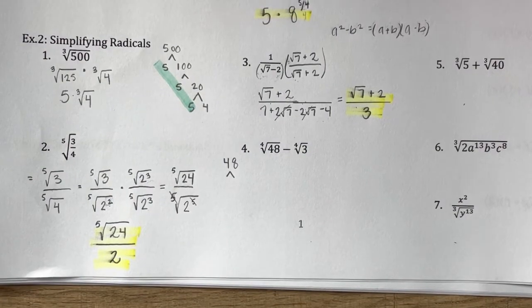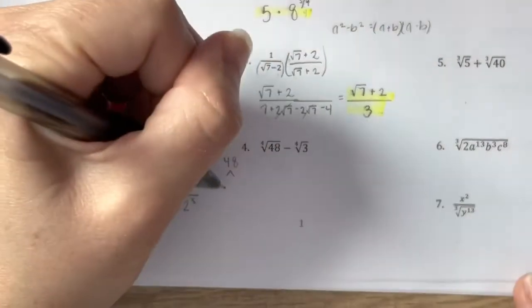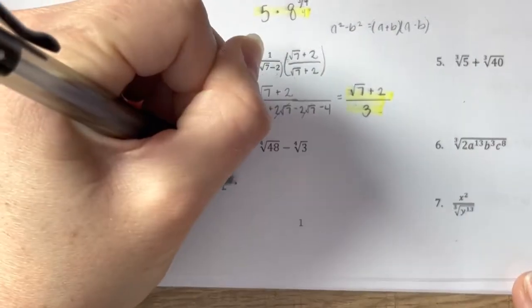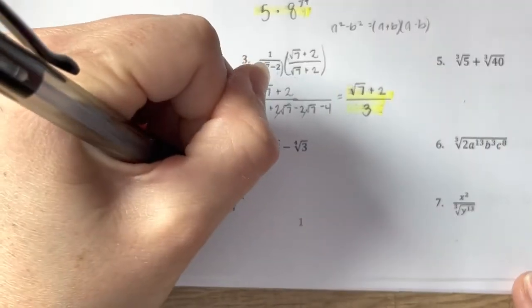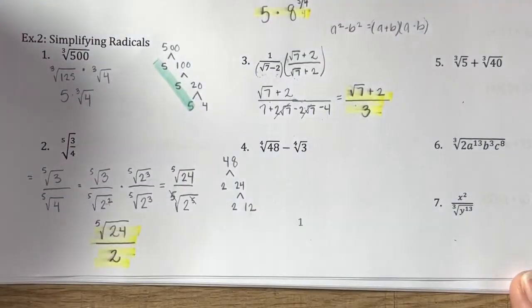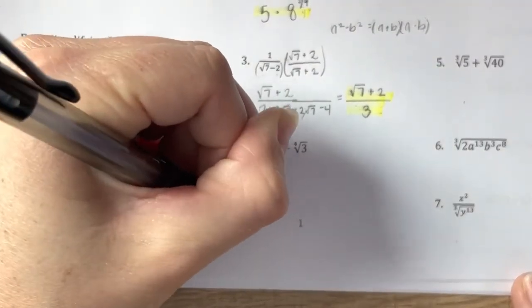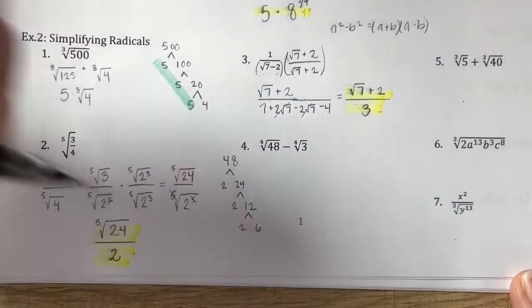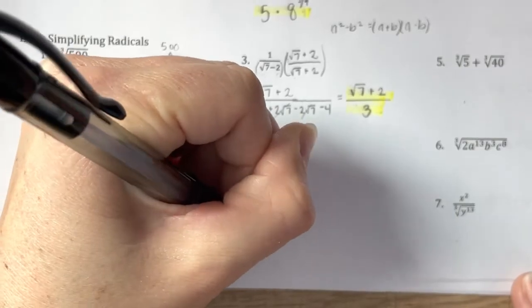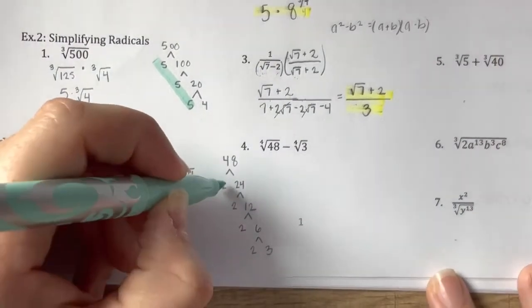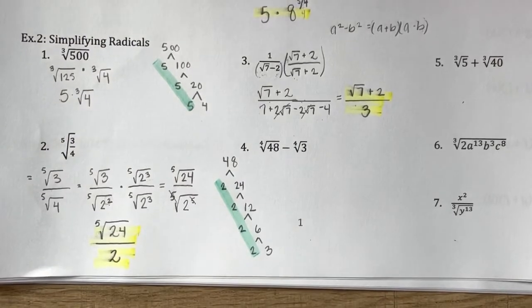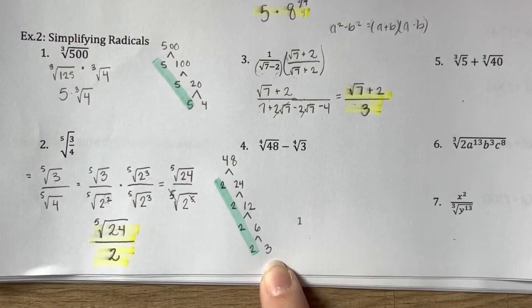So I know 84 is divisible by 2, and then that's 2 and 24. And then 24 is divisible by 2, 2 and 12. And then 12 breaks down into 2 and 6. And then 6 breaks down into 2 and 3. So we have 4 of the same number. We have 4 2s, and then there's a 3 left over.